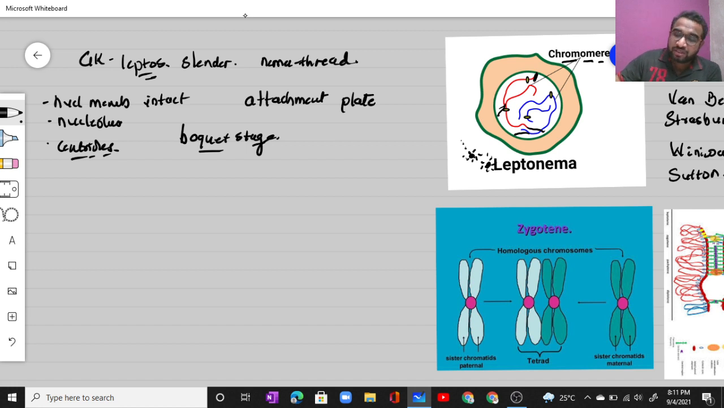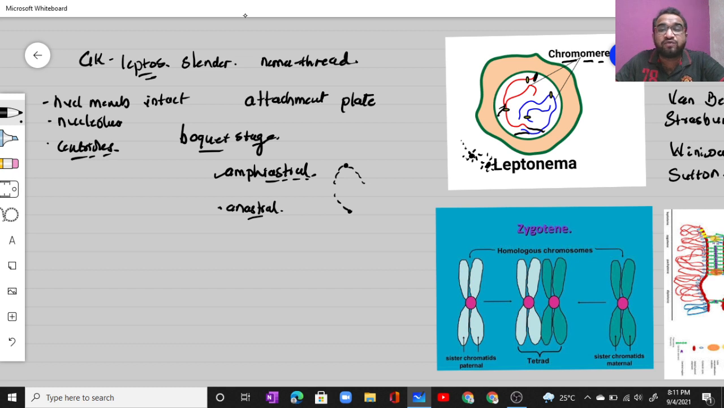Okay, now let us understand about the aster and the astral rays. When we talk about animal cell division, it is called amphiastral. Why is it called amphiastral? Because the asters are involved, which go to the opposite poles, and they produce the spindle fibers from both the poles. That is called amphiastral. But in the plant cell, it is seen as an anastral condition because asters won't form.